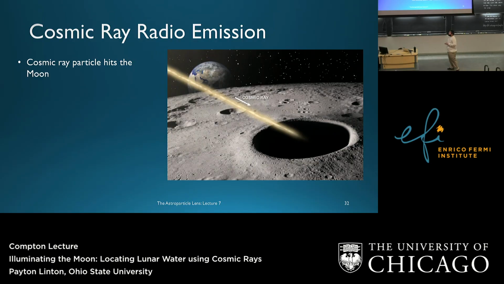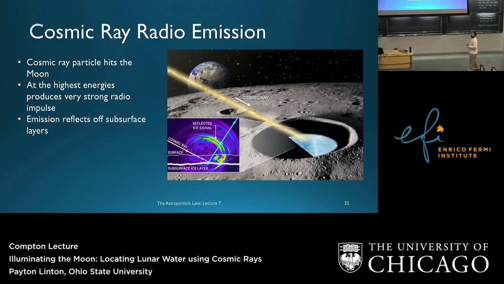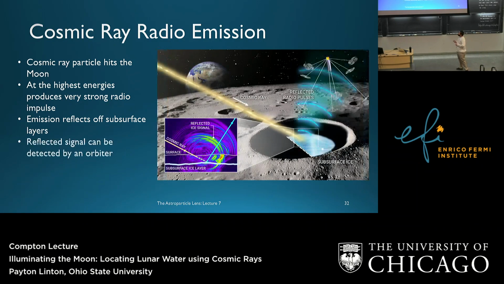And so the idea here is cosmic rays come in, they interact with the moon, they produce their neutrons, but if they're high enough energy, one of the byproducts is they produce a strong radio pulse. This radio pulse, because it's happening inside the surface, can propagate downwards and much further than what we can typically get with radar, reflects off an ice layer, and then we can detect this at an orbiter, right?